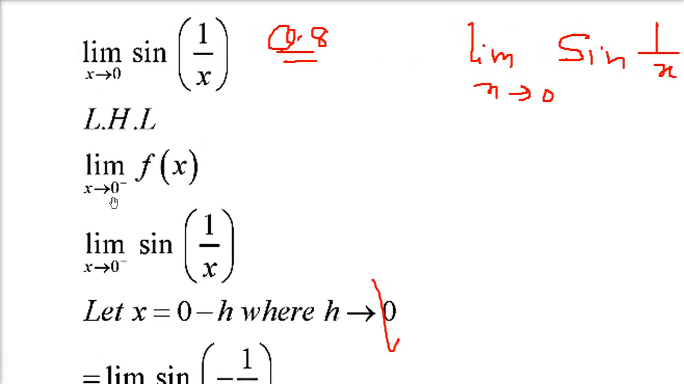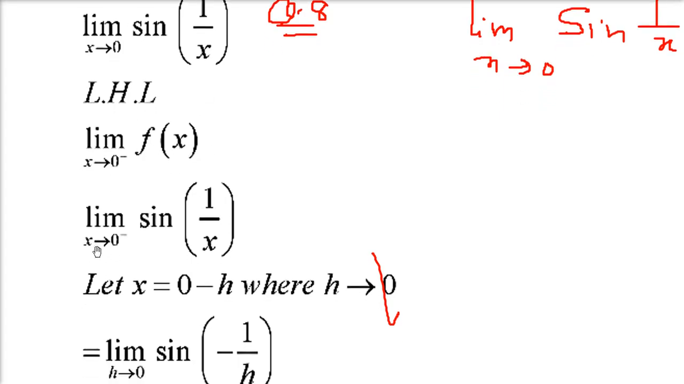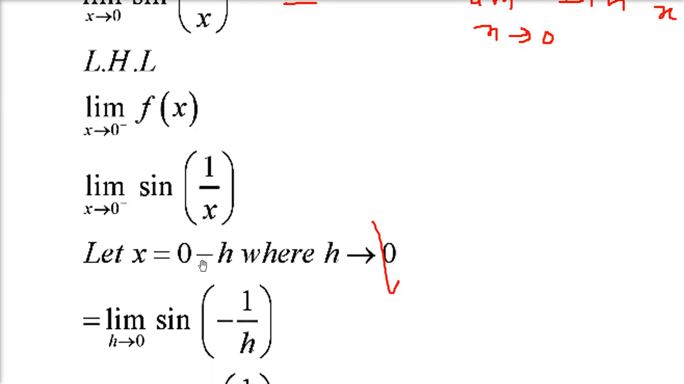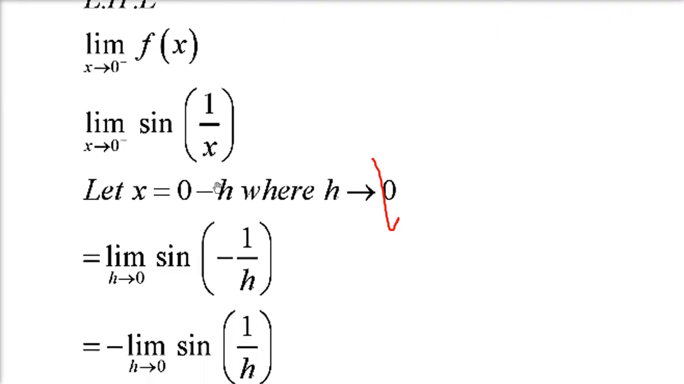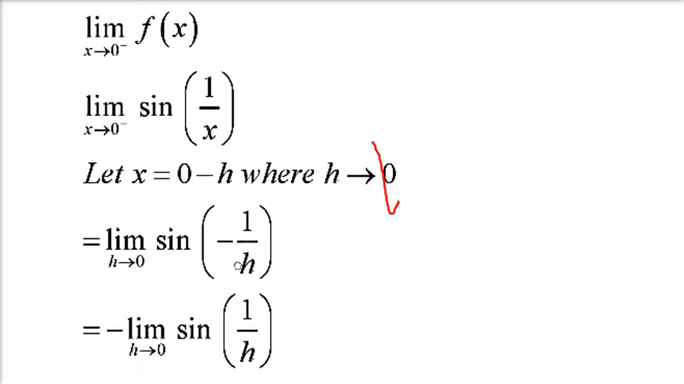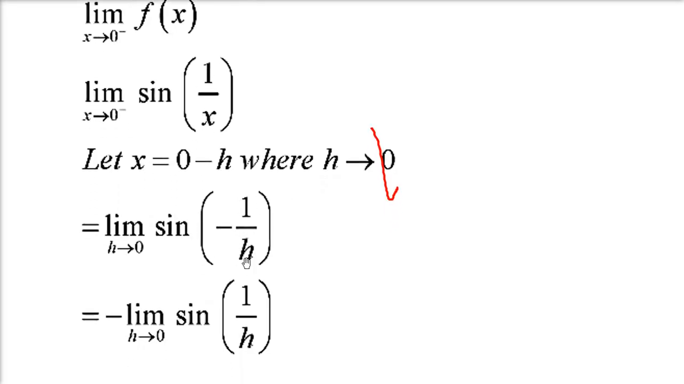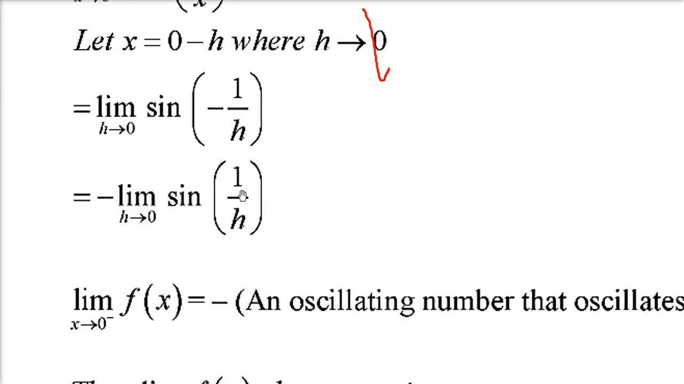So limit x tends to 0 minus f(x). f(x) is sine 1 by x. In place of x I am putting 0 minus h. So limit h tends to 0, sine of minus 1 by h. Sine minus theta is minus sine theta, so you can take the minus out. So it will be minus sine 1 by h. Now again h is 0, so this is sine infinite.